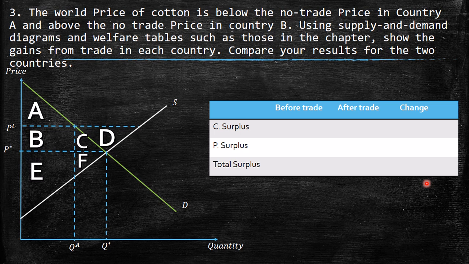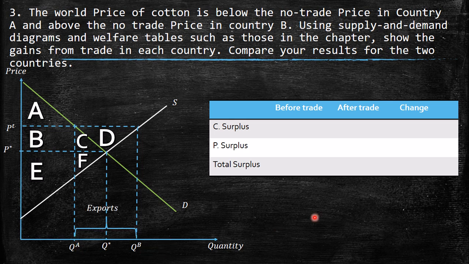Naturally, it's going to be lower, because the higher the price. But on the other side, the producers are going to be better off because they will not produce at P star, but at PT, so they have more incentive to produce. So it's going to be QB. If QA is the domestic consumption of all the production, this difference is going to be the export.